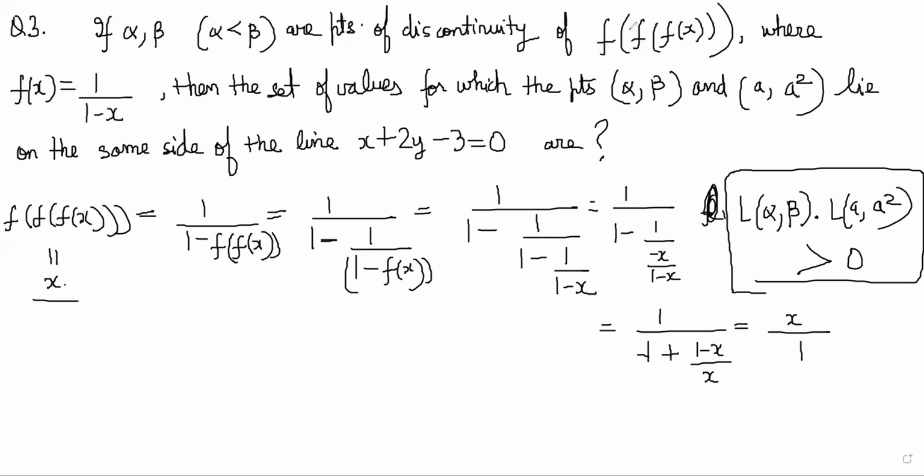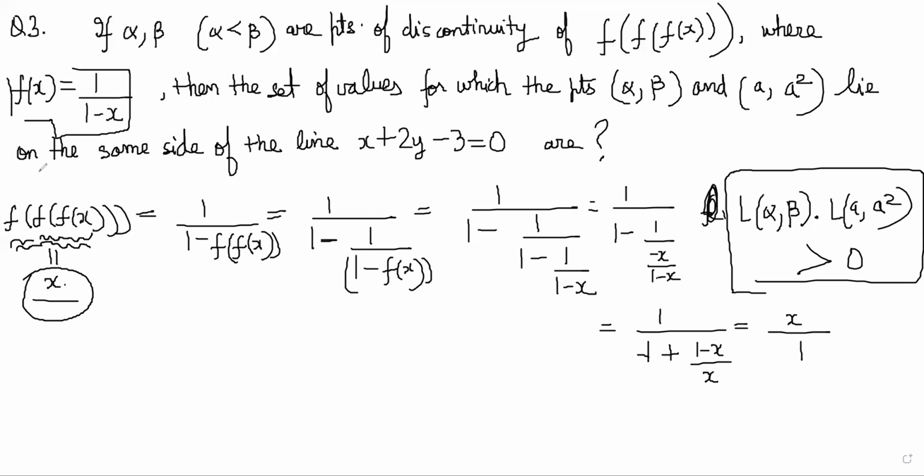Alpha, beta are points of discontinuity of this. So this function looks perfectly continuous everywhere, no? Yeah. So discontinuity will happen only when the function is not defined, right? So you should check the domain. In the middle here, it is not defined for x is equal to 1, right?